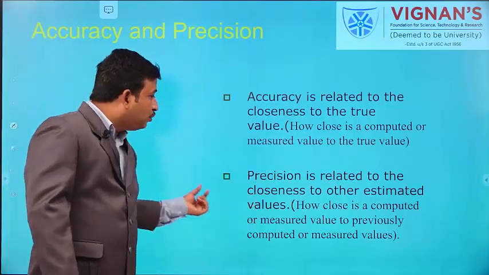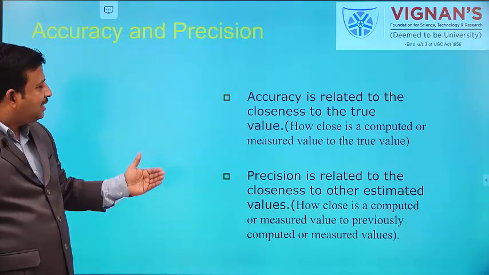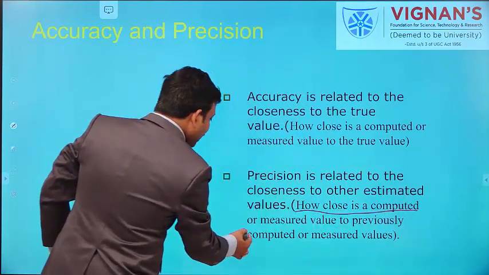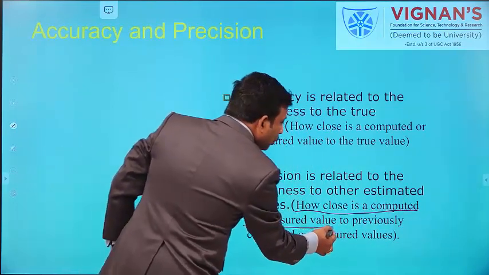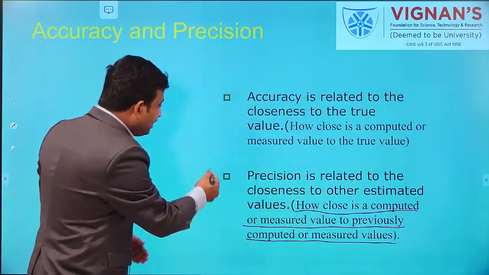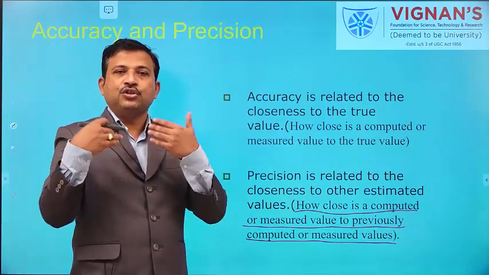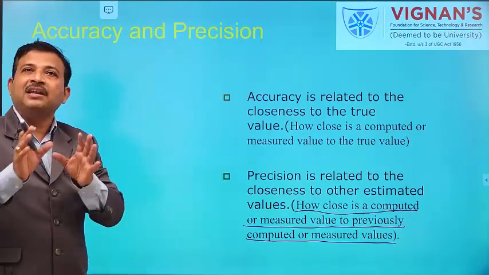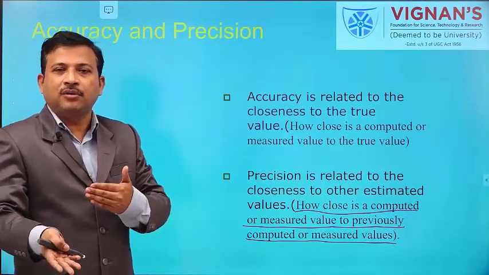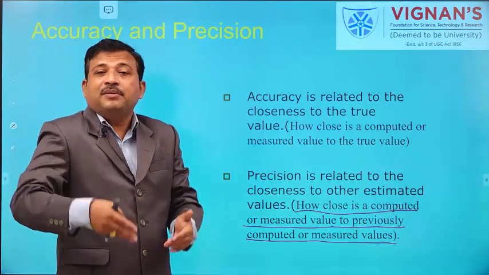Precision is related to the closeness to the other estimated values. How close is a computed or measured value to the previously computed or measured value? Right? This we call precision. It means that it is the iterative process. If you do some work, maybe we may have 10% error or 10% mistake. If we repeat the same thing once more, then maybe there is a chance of 8% mistake. Again, if we repeat, maybe 7% mistake.